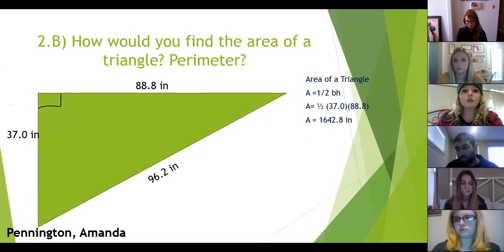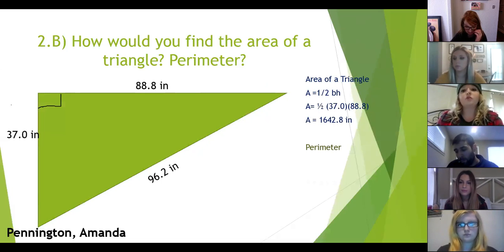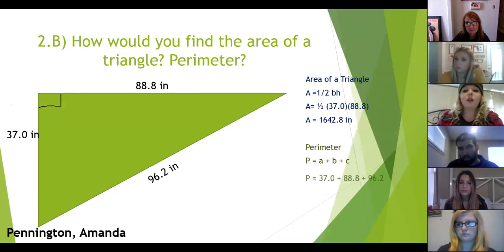1,642.8 inches. And then for the perimeter, like you said before, we're going to take the outside measurements of this triangle, and we're going to add those together, which is side A, side B, and side C. And when we add all those together, we get 222 inches, which is the perimeter.